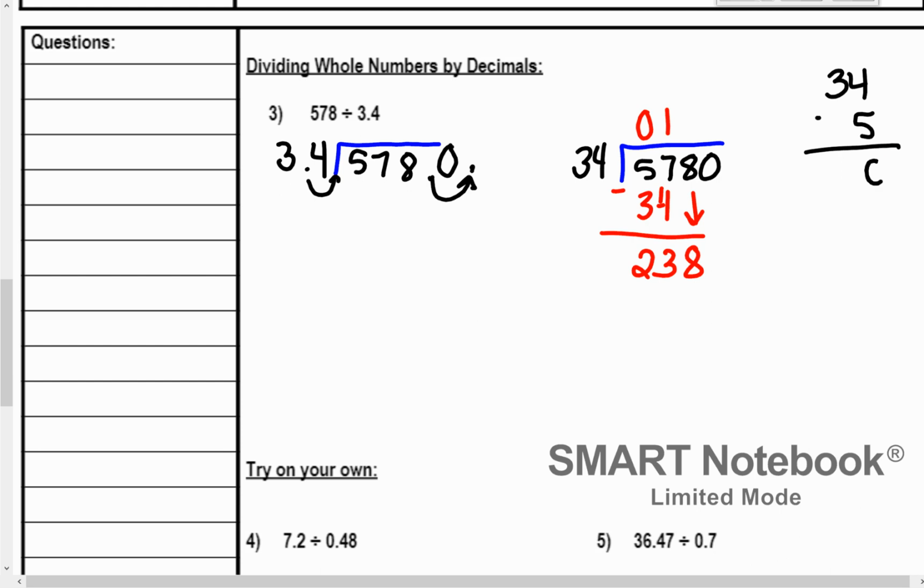4 times 5 is 20. 5 times 3 is 15, 16, 17. 170, that's too low, so that means that the number we're multiplying by has to be a little bit bigger. Let's try 34 times 7.